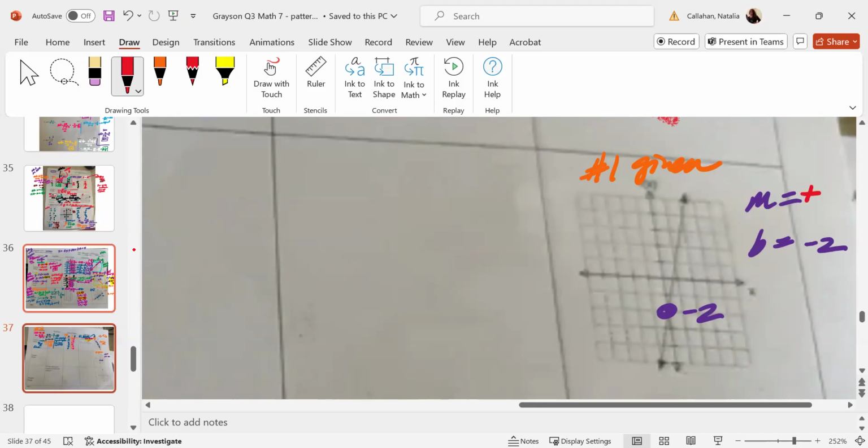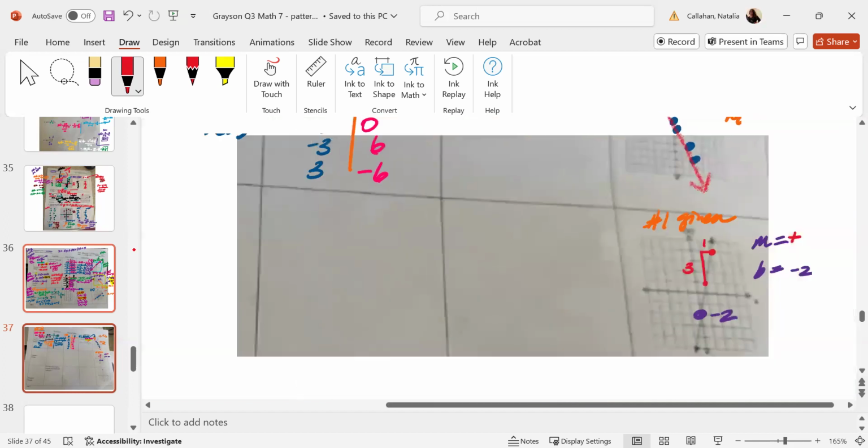So looking at this right here, do you see the corner where this is at? Can't really tell. It looks like it's from this corner. It's going up 3 over 1. Do you see that? Yeah. So what's your slope?